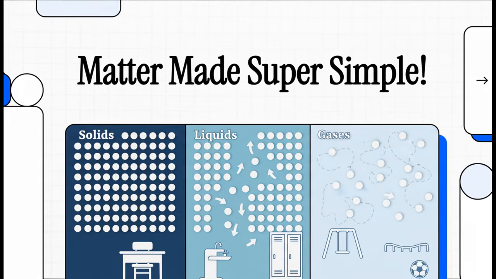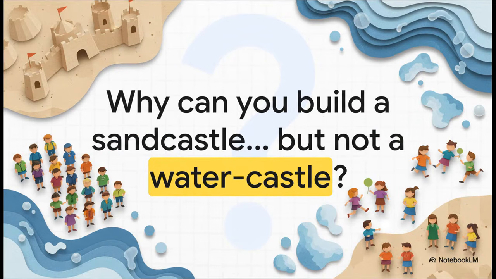Let's go. Okay, so let's kick things off with a little puzzle. Have you ever been to the beach and wondered this? You can build these huge, amazing sandcastles, but you can't build a water castle, can you? The water just flows away. Well, this really simple question actually holds the secret to understanding this whole chapter. So let's find out why.